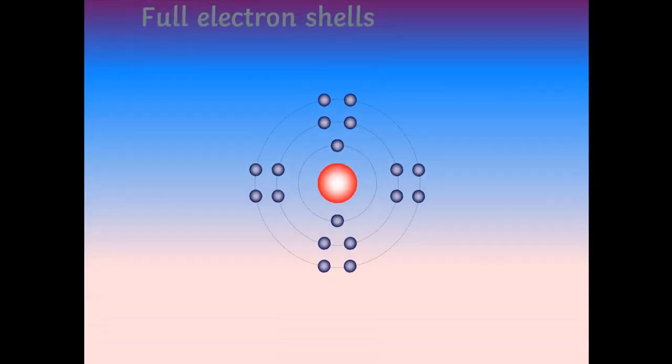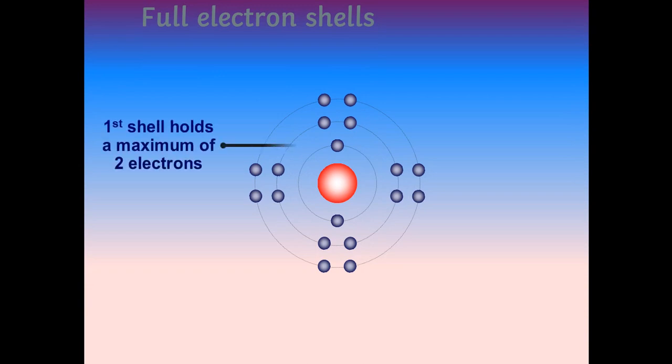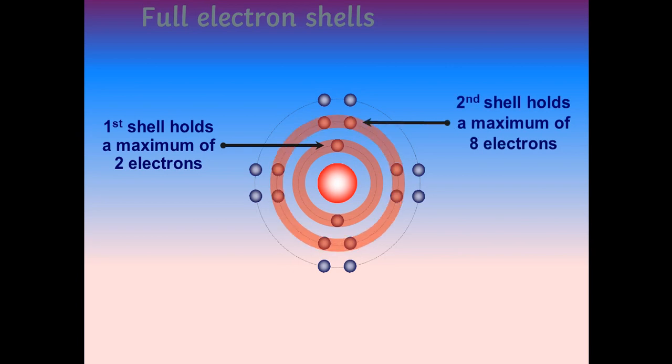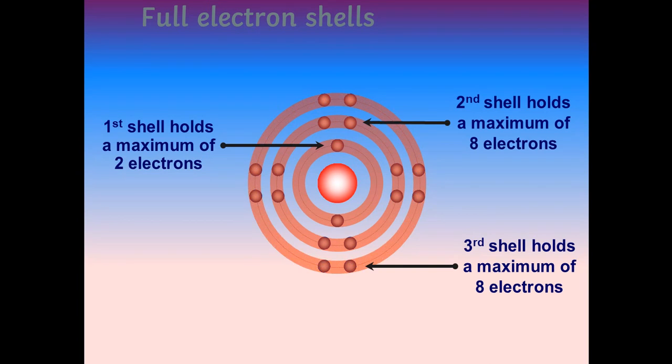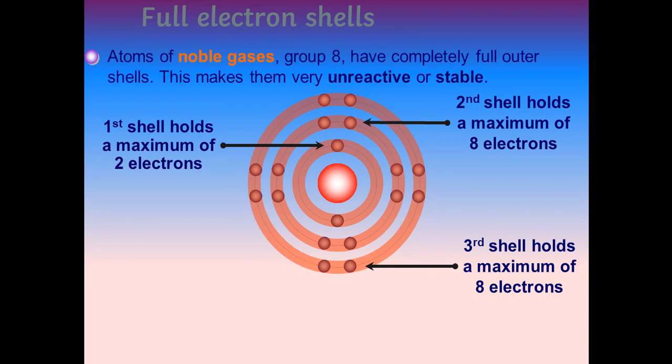So here is a noble gas atom which contains a maximum of 8 electrons in the valence shell. The first shell holds a maximum of 2 electrons, the second shell holds a maximum of 8 electrons, and the third shell also holds a maximum of 8 electrons. This makes the noble gases very unreactive or stable.